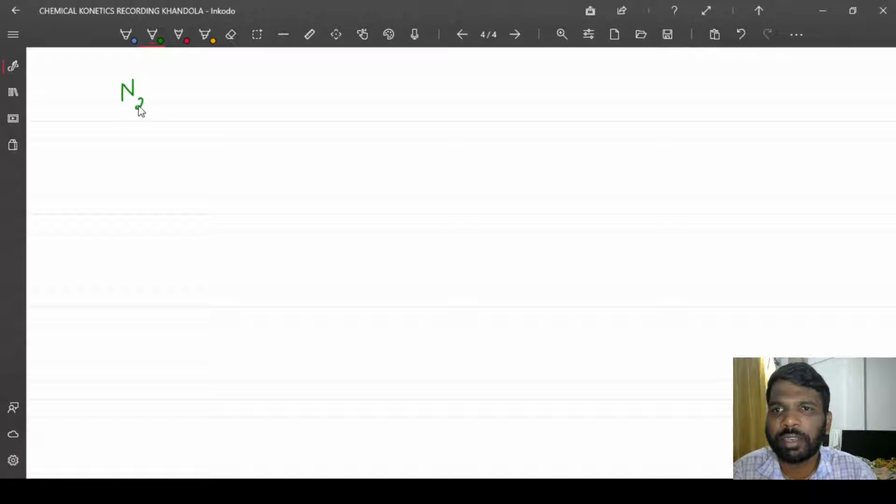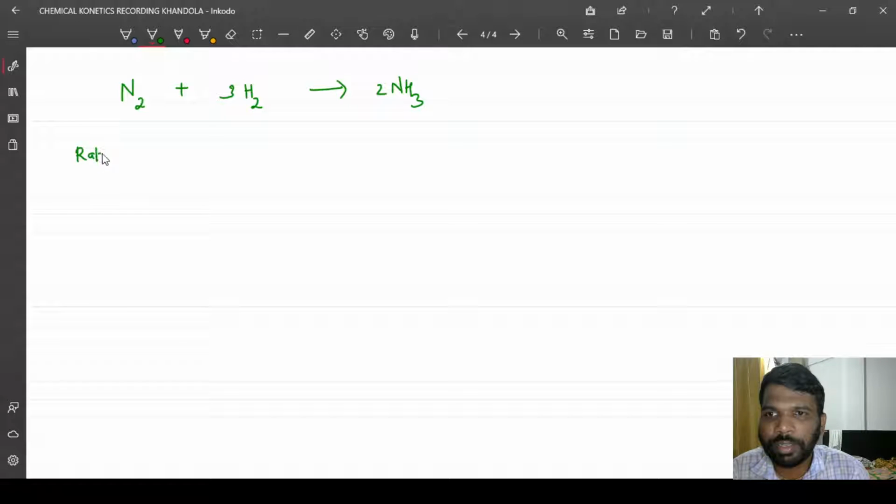Let's take nitrogen reacting with H2, getting ammonia. Right? To balance this, this is the balanced reaction. Now here if you see the rate equation, you will be writing it in this manner.